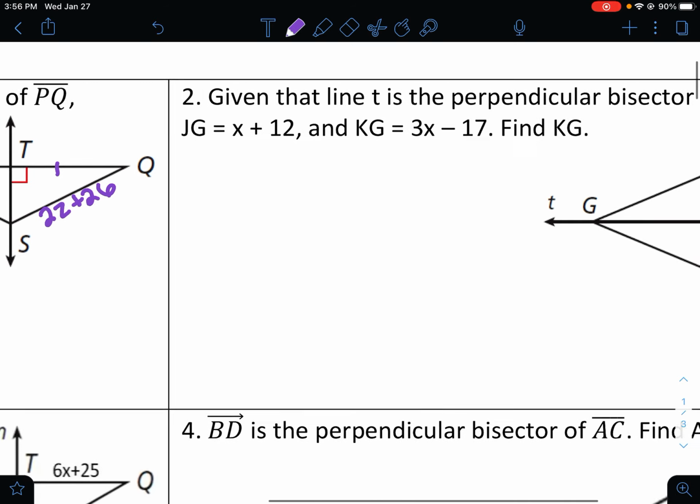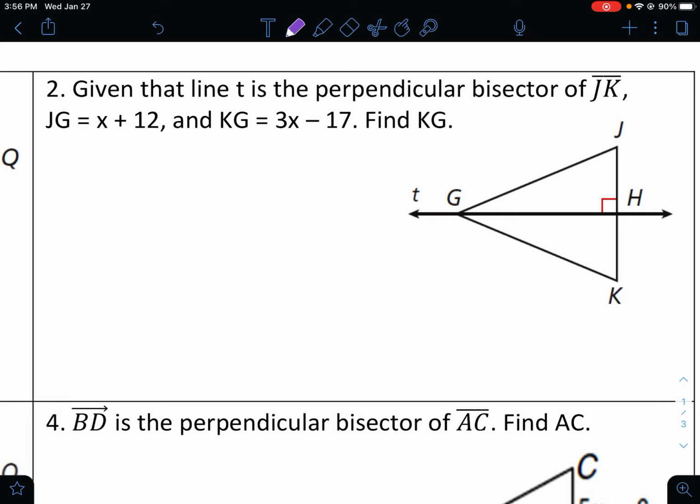Number 2. Given that line T is the perpendicular bisector of JK, so again, if that's the perpendicular bisector, that means that those two are congruent. And since this is clearly an isosceles triangle, these are also congruent. JG is x plus 12. KG is 3x minus 17. So by labeling the figure, I can see exactly what's going on.